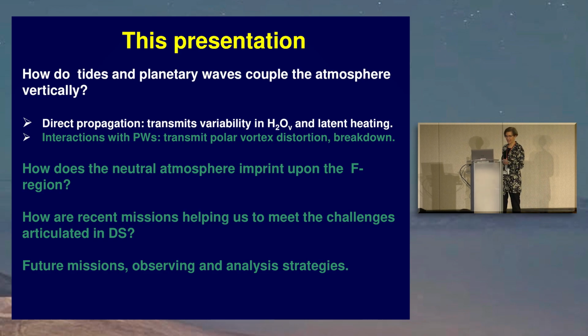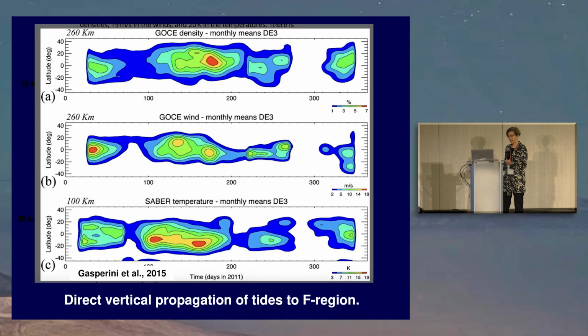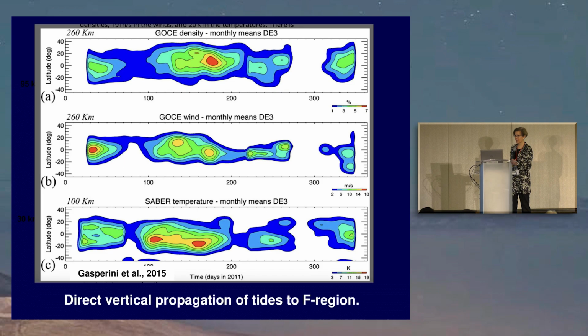So now that we know a bit about tides and planetary waves, let's talk about how they transmit tropospheric variability upward. As I pointed out, the diurnal tide in particular is forced by water vapor. And that has a lot of seasonal, intraseasonal, subseasonal, and interannual variability that can potentially be transmitted straight into the thermosphere by tides with deep vertical wavelengths. This is from a paper by Federico Gasperini, who analyzed diurnal tides, the convectively driven diurnal tide, DE3, in SABER temperatures at 100 kilometers, showing the seasonal variability at 100 kilometers. And he also analyzed winds and densities from the GOCE mission, which represent the 260 kilometer altitude. And so the seasonal variability is being transmitted very, very faithfully up to at least 260 through direct vertical propagation.